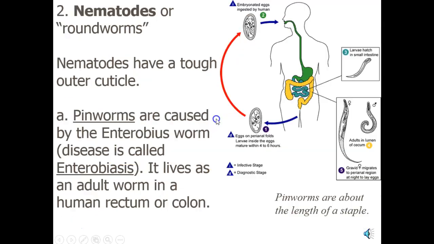Symptoms, pretty mild, weight loss, but a large clump of them can block the digestive system and become serious. Nematodes, these are a different group of worms. The roundworms, they're called. They have a tough outer cuticle, and you'll see why this is important. Pinworms are really, the technical name is Enterobius, and they'll cause enterobiasis, pinworm infection.